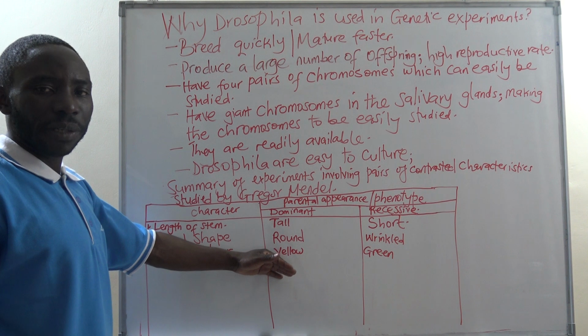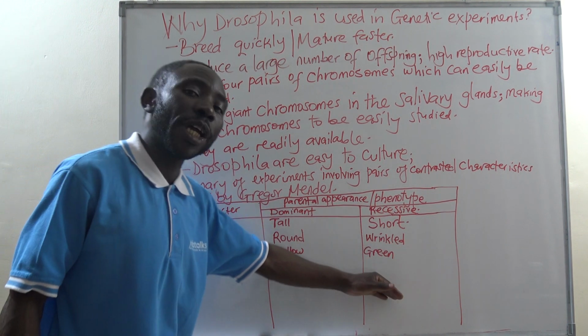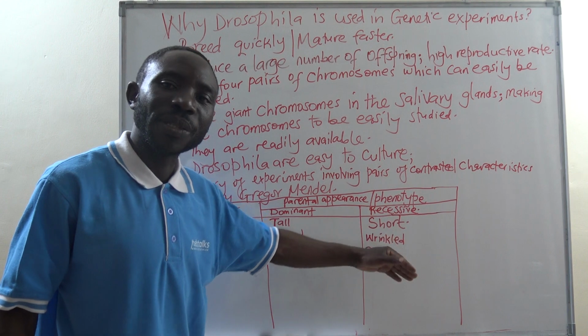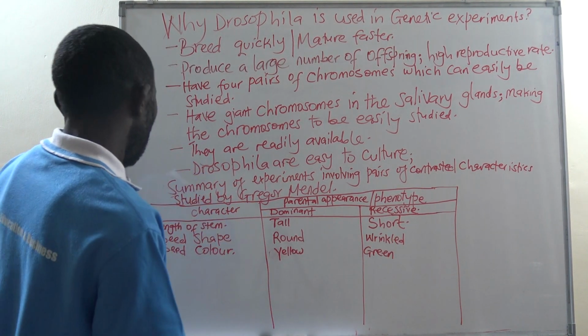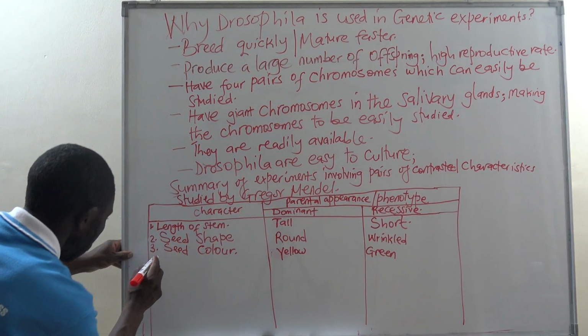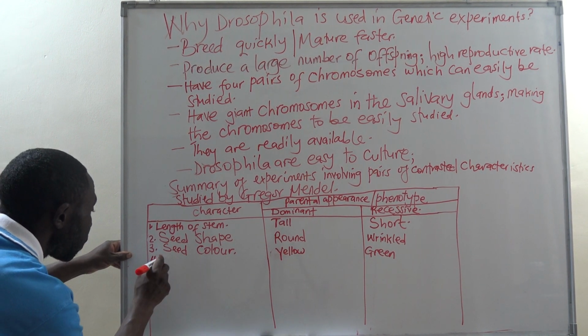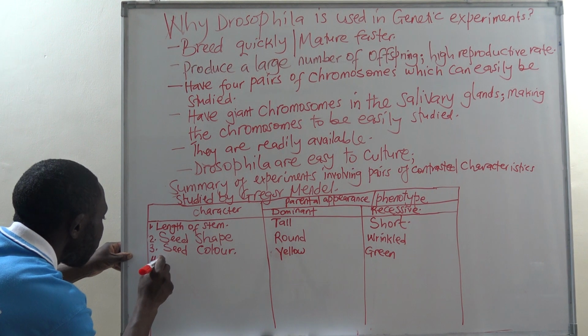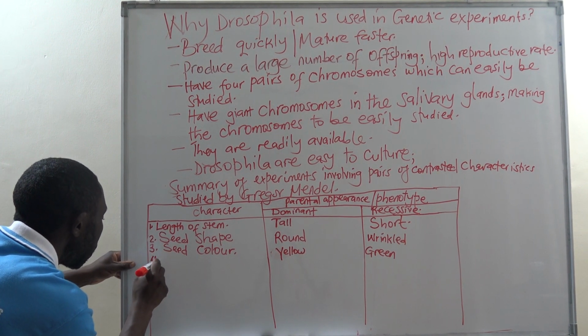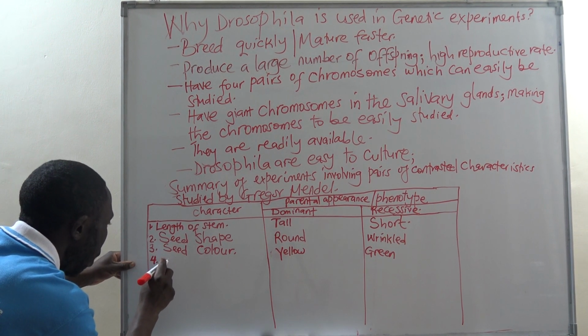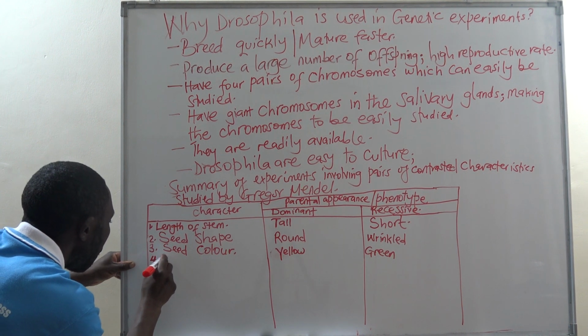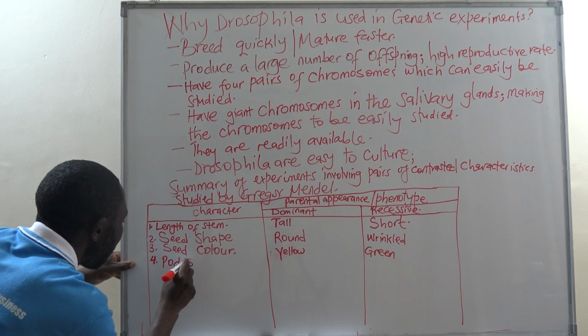Yellow, which is dominant, and then green, which is recessive. The other characteristic here is pod shape.